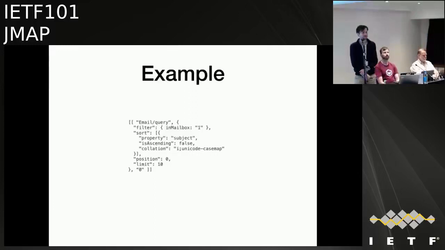Alexey, can you remind me, there is a way of advertising this in capabilities, right? Correct, yes. Capabilities give which collation algorithms the server supports.